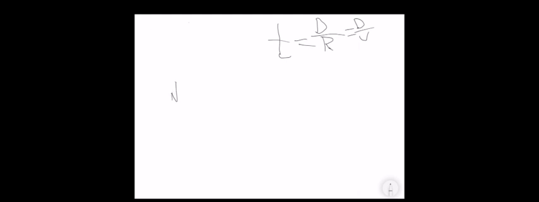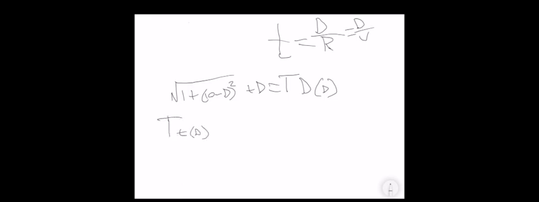So now from the distance function of the boat, the square root of 1 plus 10 minus d to the second, plus the distance of the truck, d, that equals the total distance function, d of d. Now we want to find the total time function. So it's just the square root of 1 plus 10 minus d to the second, because that's the distance, over the rate, which is the velocity, so over 1, which is just the same thing, and now plus the distance that the truck travels over 5.